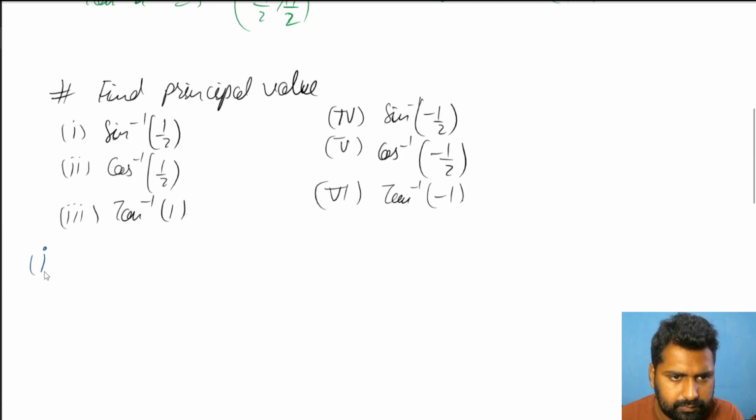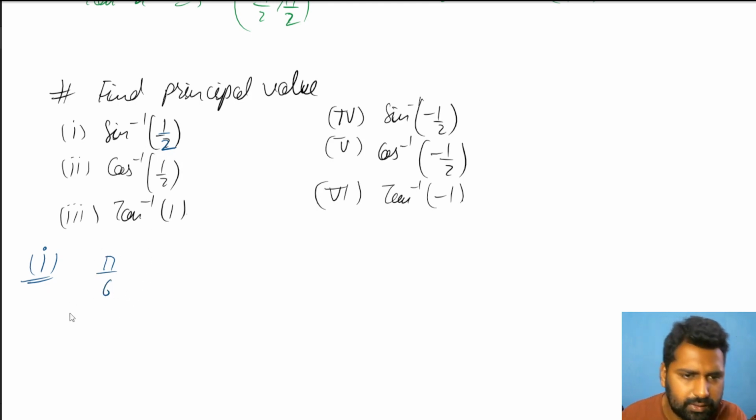First part, for sine inverse 1 by 2. We have to give the answer in minus pi by 2 to pi by 2. When is sine 1 by 2? This is very obvious: pi by 6, 30 degrees basically. Convert that into radians. You have to always give your answer in radians.